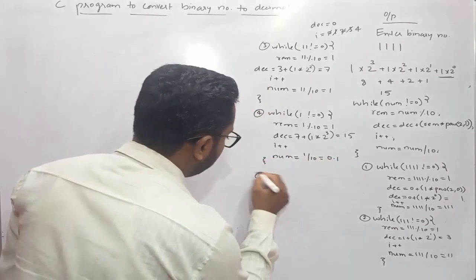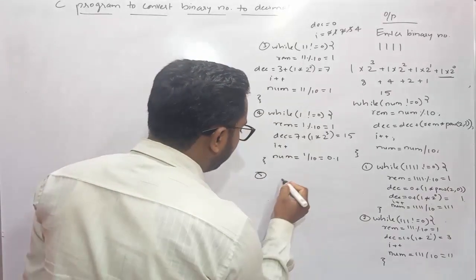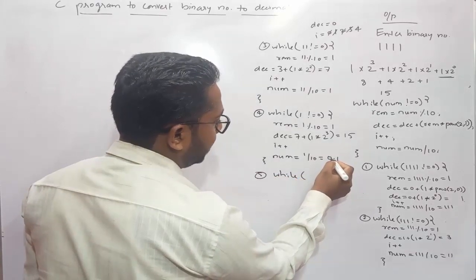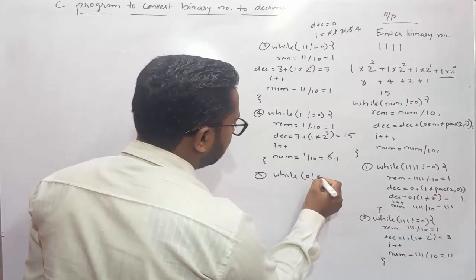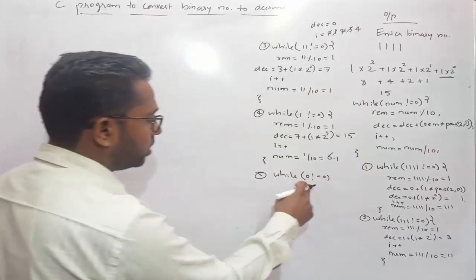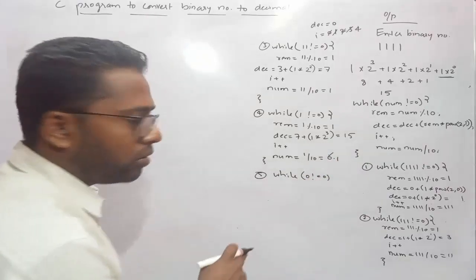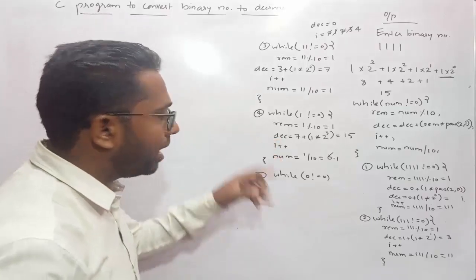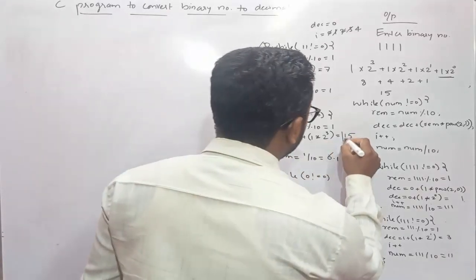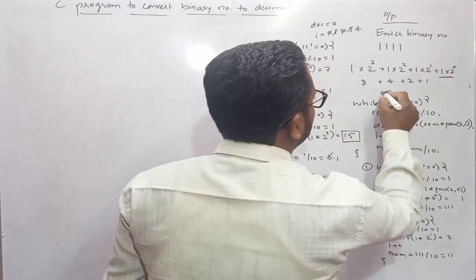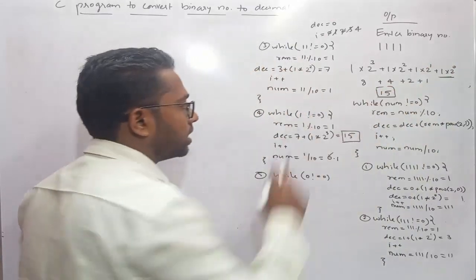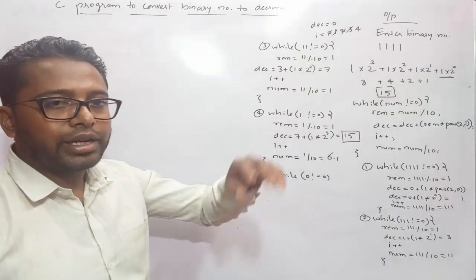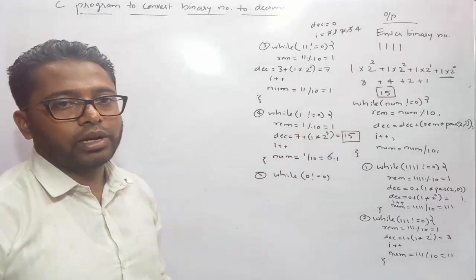Okay, we will move on to the fifth iteration with the value of num equal to 0.1. While num value, so we are dealing with integers, so we will consider only this 0. 0 is equal to 0. That means this condition becomes false. Control will not come inside the while loop, and whatever value gets stored inside the decimal variable in the fourth iteration, that value will be the output. Okay, so as you can see here, this was our output, and both of these are the same. That means we have successfully converted the binary number into its decimal equivalent.